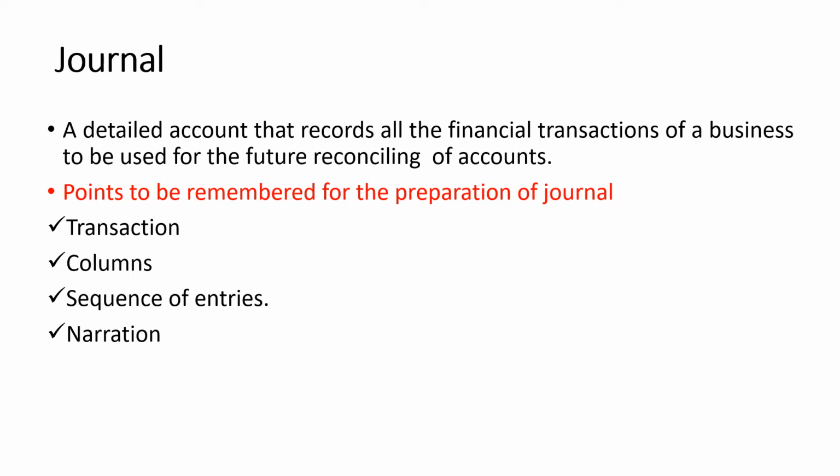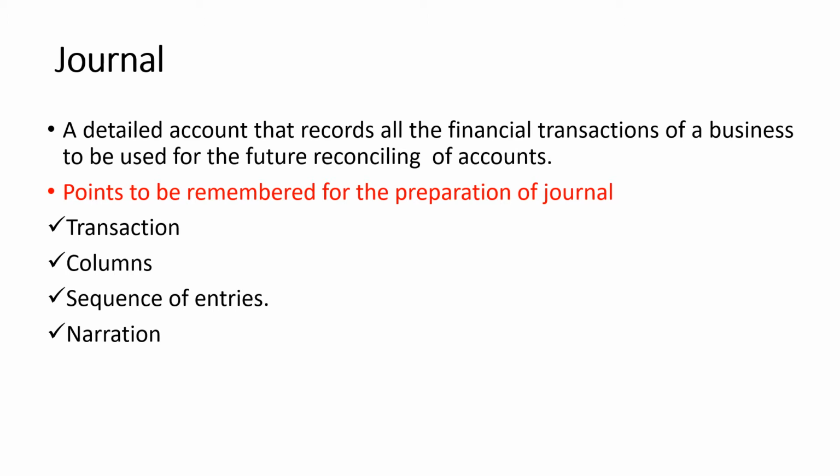So next is columns. In journal we have five columns. First is date column, second is particulars, third is LF or ledger folio number, and fourth is debit amount column, and fifth is credit amount column. The first column is date, where we have to enter the year, month and date. So sequentially we have to write the date. Then in the particulars column, we have to write the entries, debit and credit entries we have to pass.